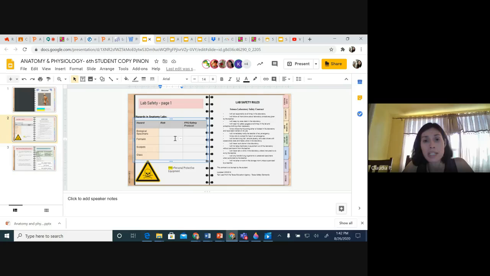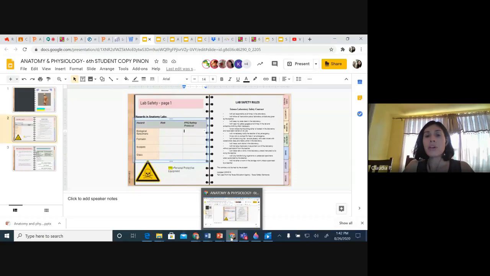As we go through today, you all are going to be filling in: What are the risks? What is a biological specimen? We'll go through that in a minute. What are the risks of that, and how can you protect yourself? Here on the last column, you see PPE, or safety protocol. PPE stands for personal protective equipment. In order to protect yourself from the hazards, you need to wear certain equipment that will prevent you from getting hurt or infected. Probably on the news, you heard over and over, PPE, PPE, right?